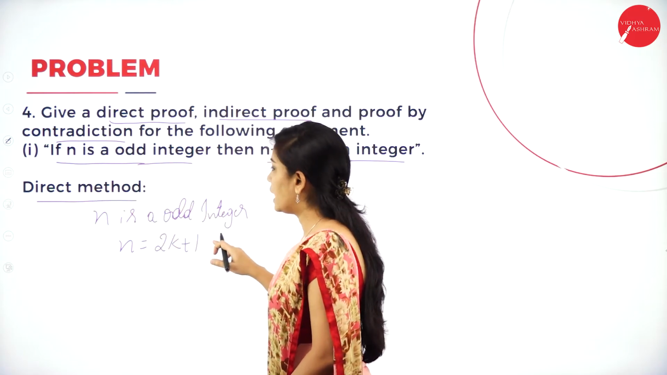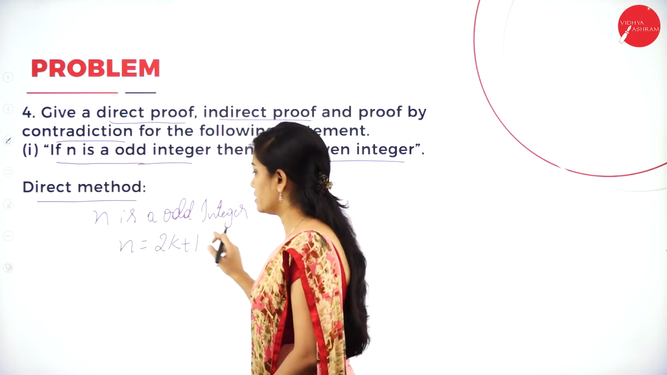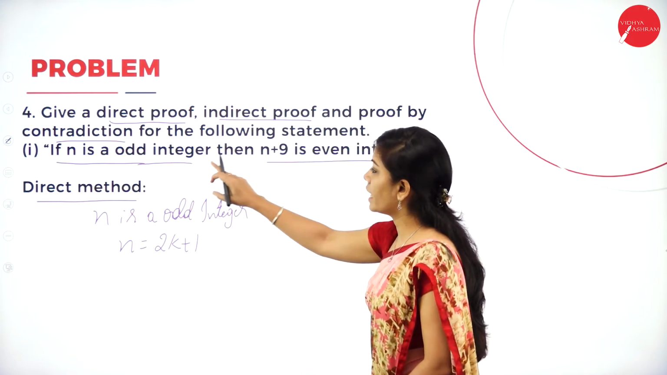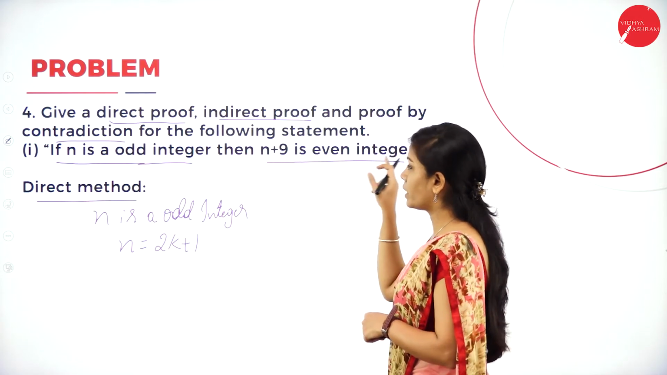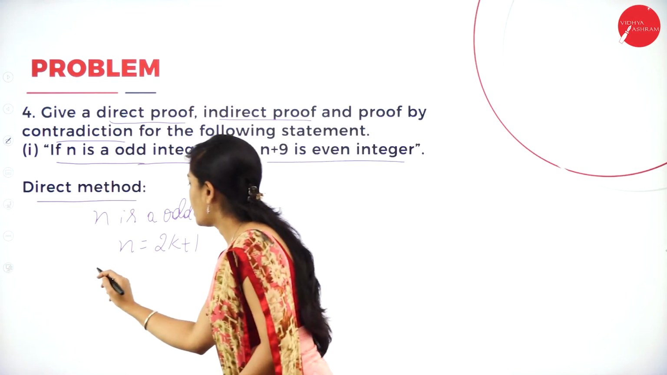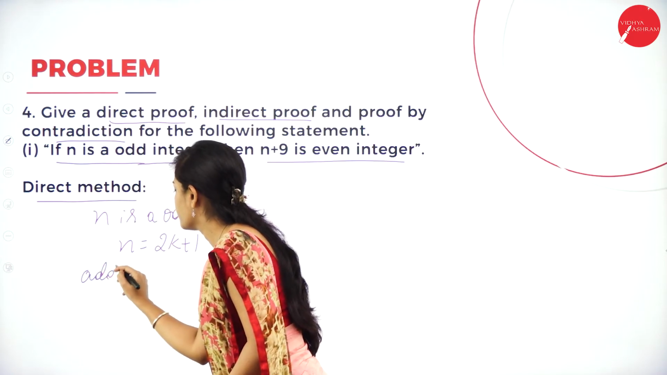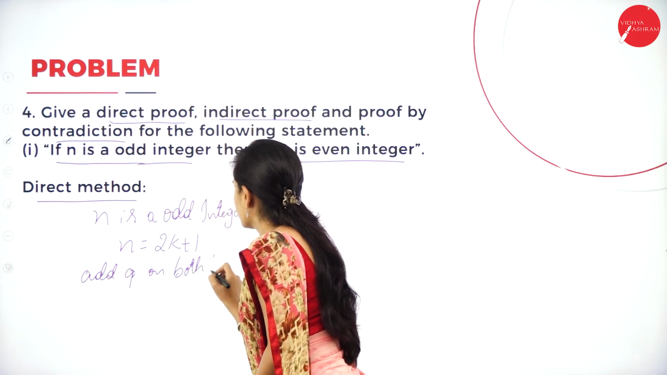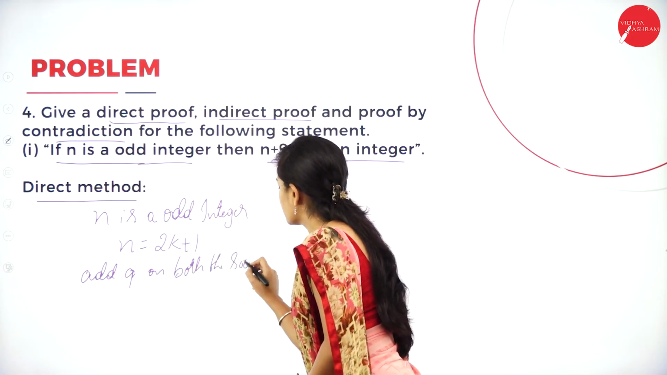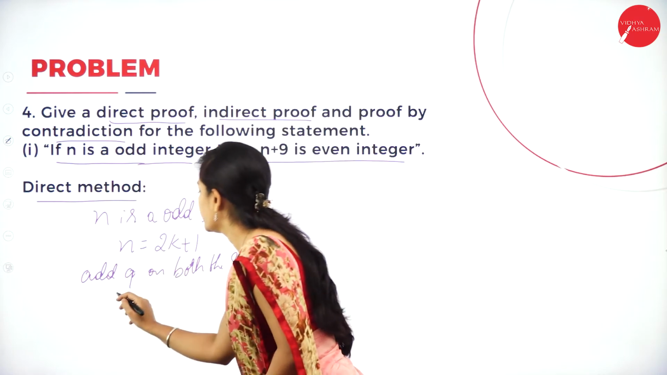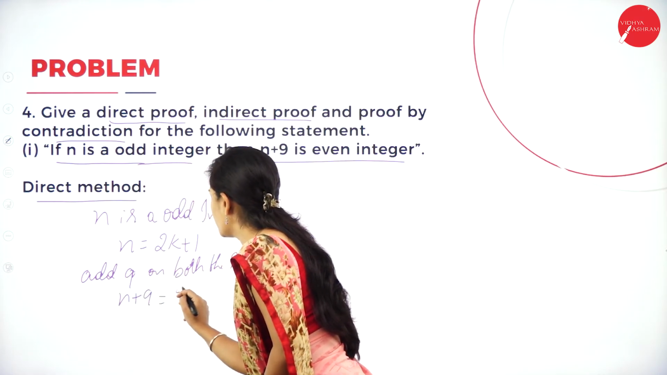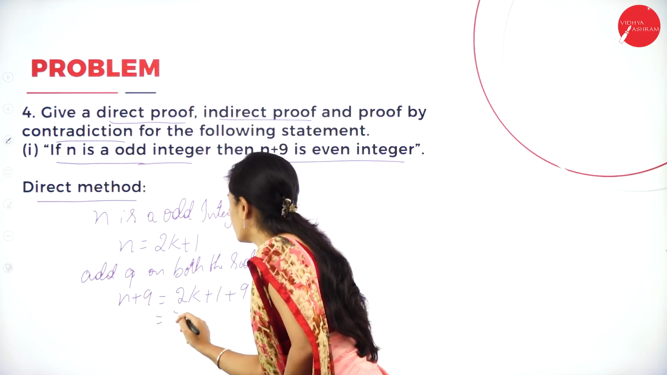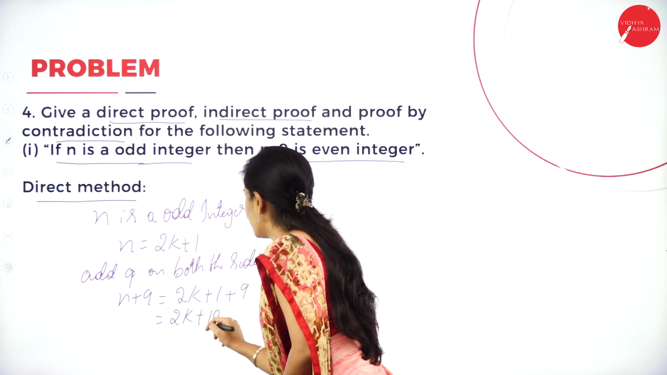So as usual, I will consider n is an odd integer. So n is equal to 2k plus 1. Now we have to prove that if n is an odd integer, then n plus 9 is an even integer. So add 9 on both the sides. So n plus 9 is equal to 2k plus 1 plus 9. Now add these two terms, 2k plus 10.